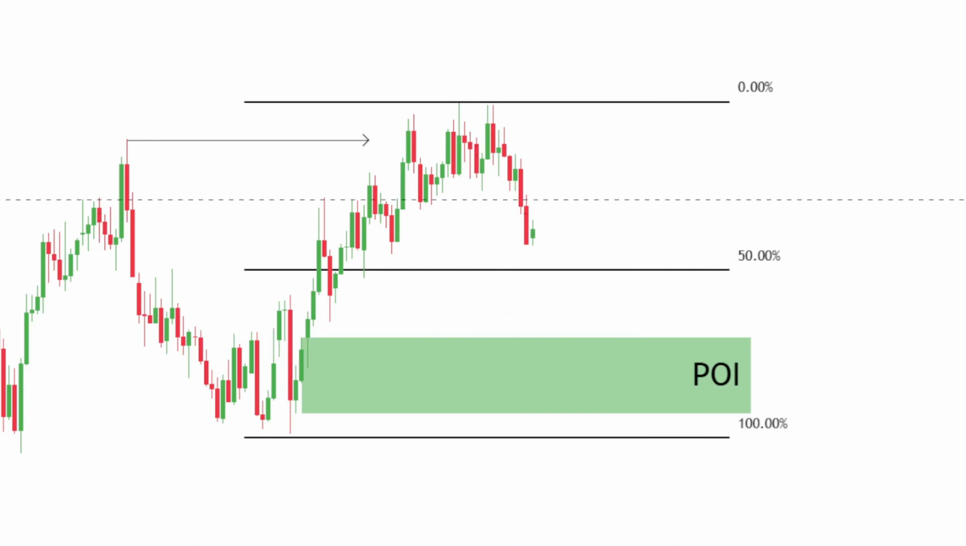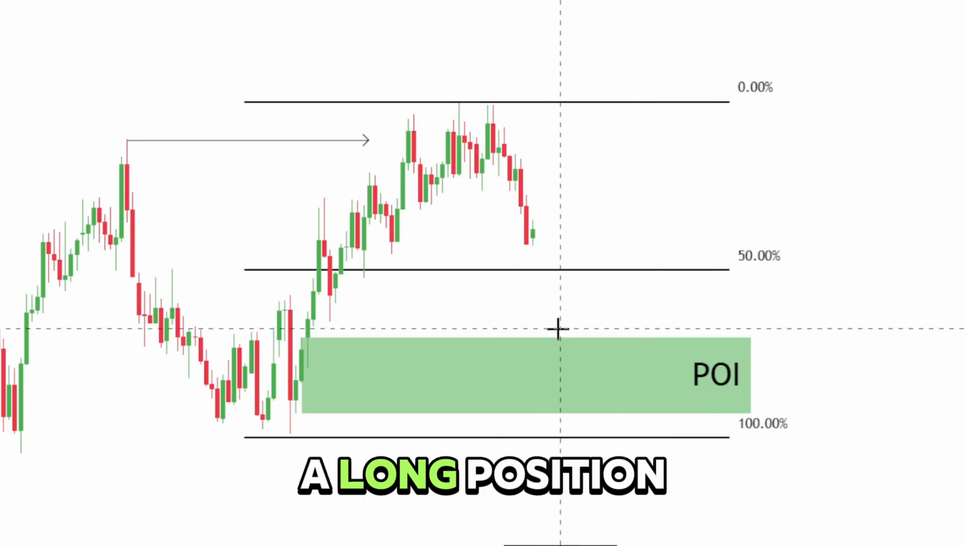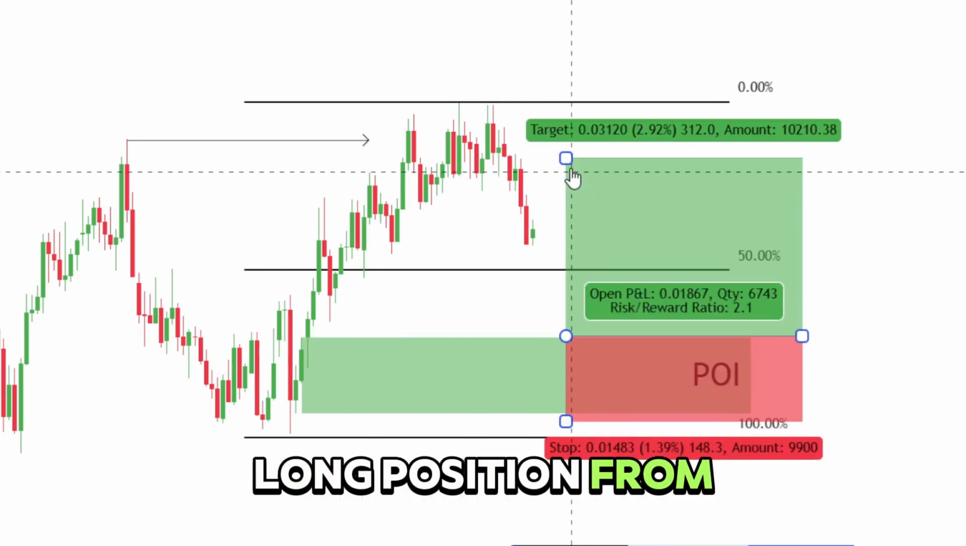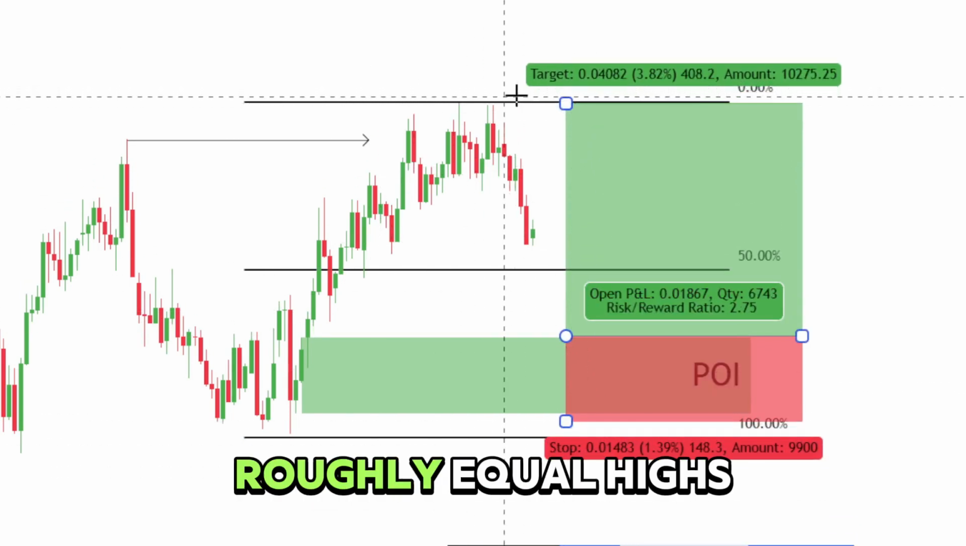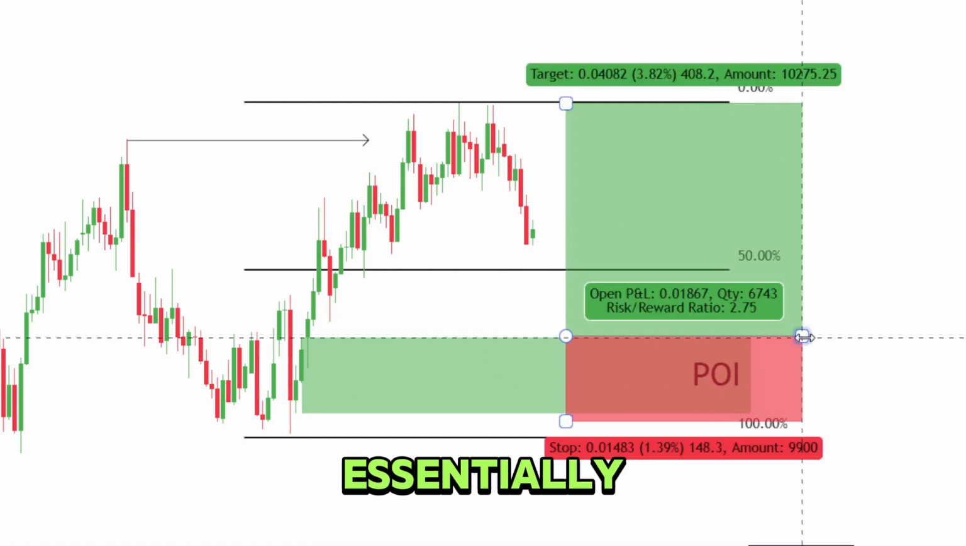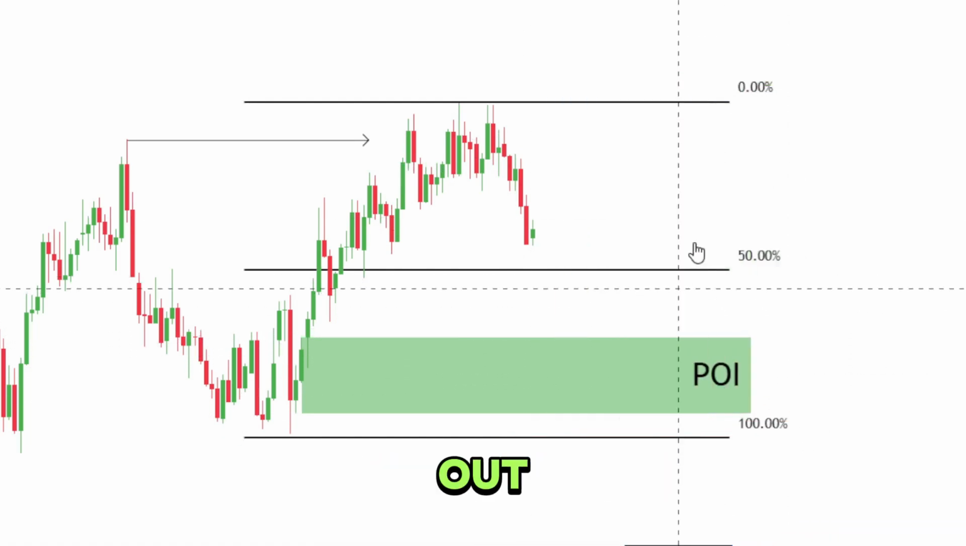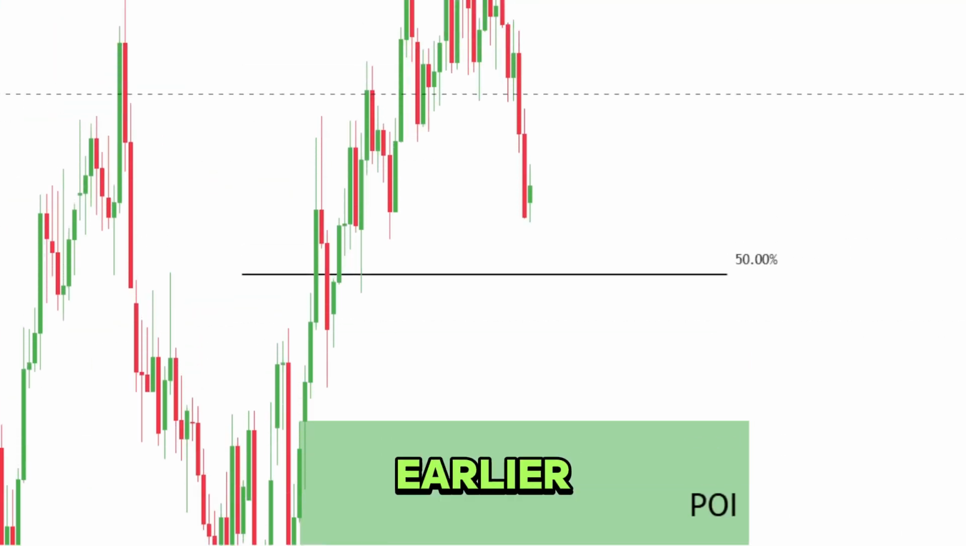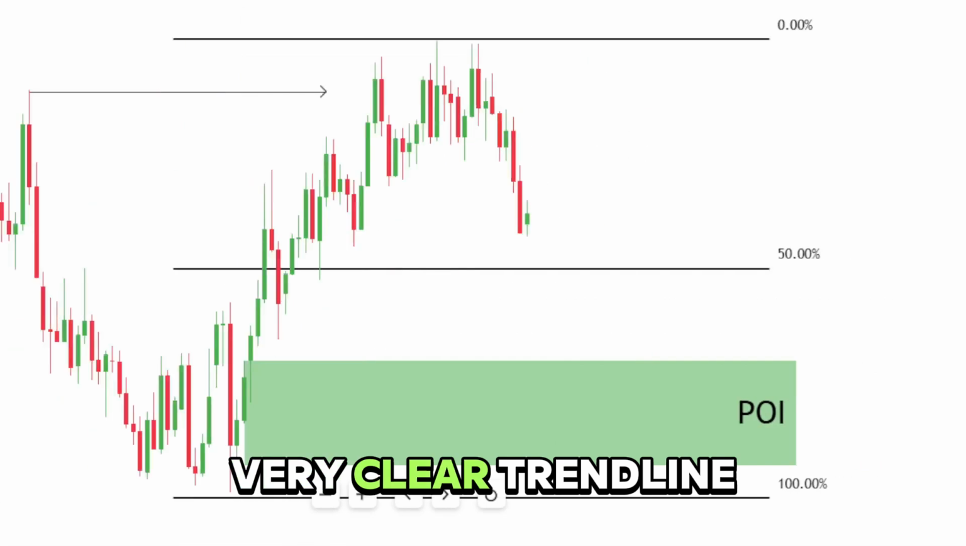So from here, if you are a swing trader, a long position would be valid from this region. You can potentially take a long position from here and target the roughly equal highs up here. So this is essentially how that trade could have panned out. But again, let's look at inducement. Inducement doesn't have to be equal lows like we discussed earlier. This here is very clear trendline liquidity.